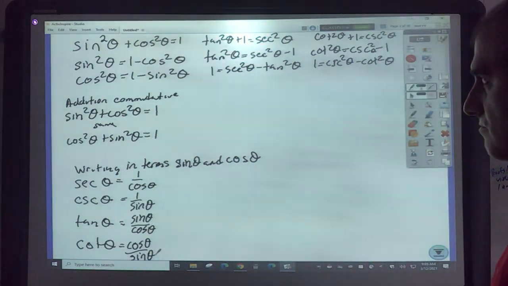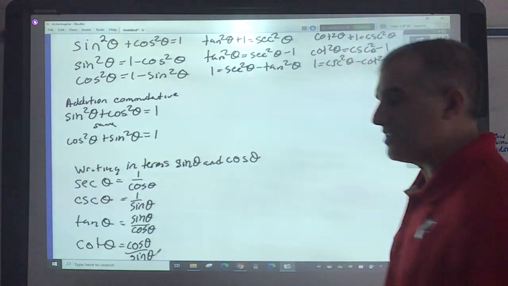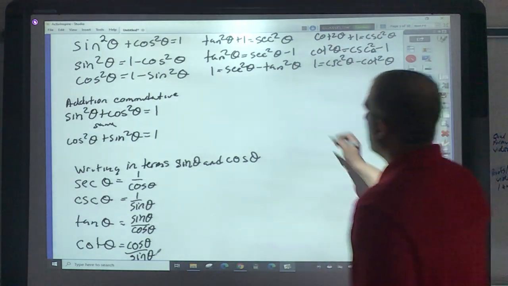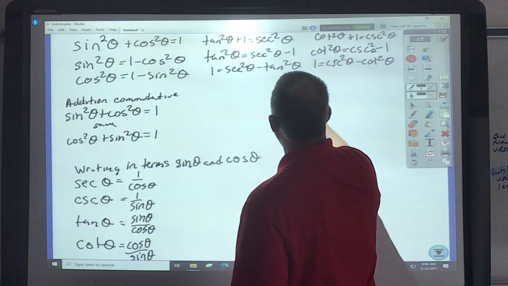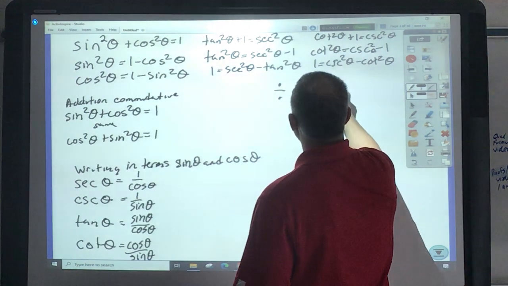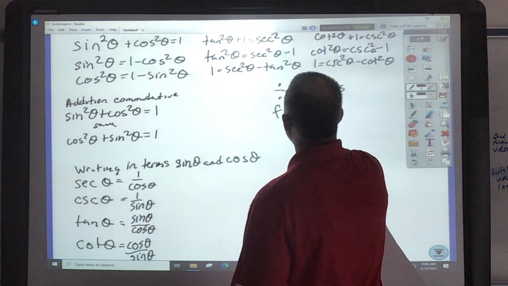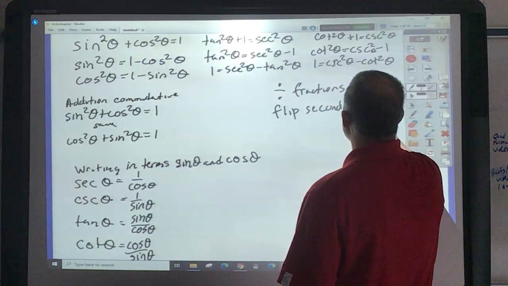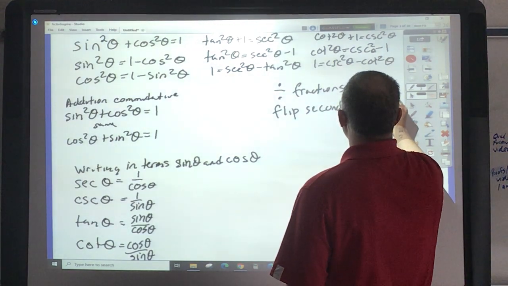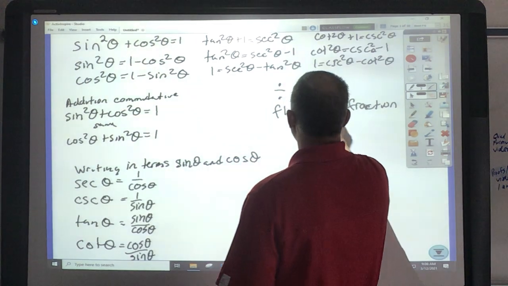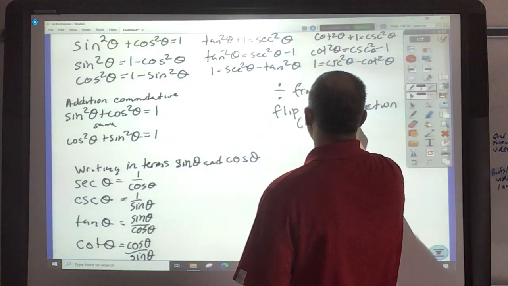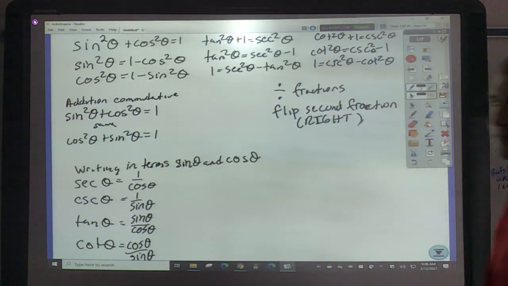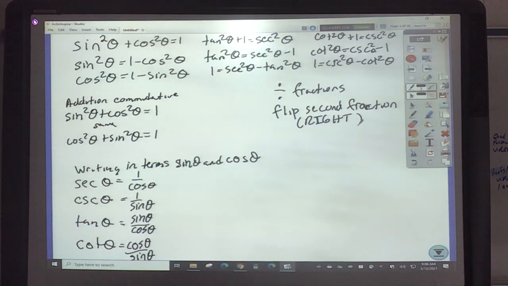A couple of other things to keep in mind. Division of fractions. Make sure you flip the second fraction, the one on the right. That's something else to keep in mind operationally.